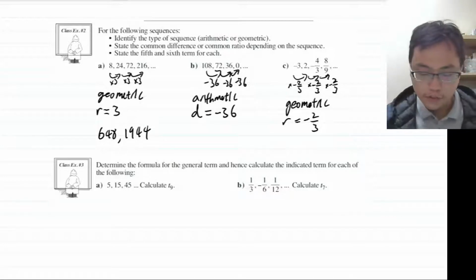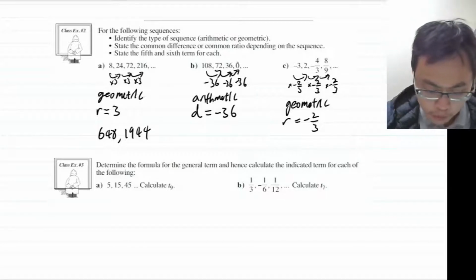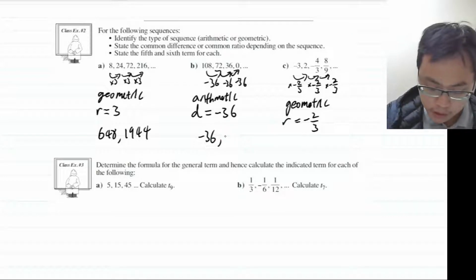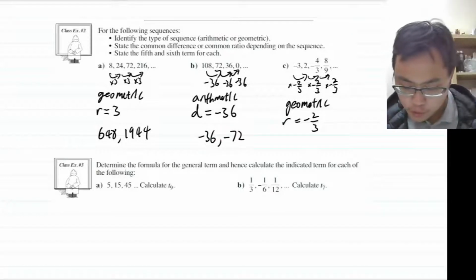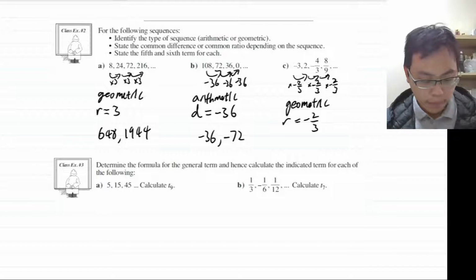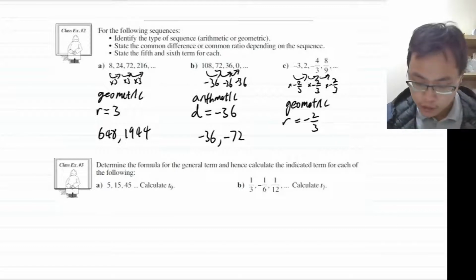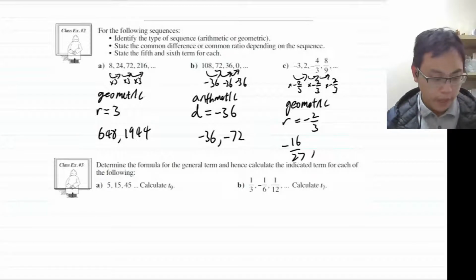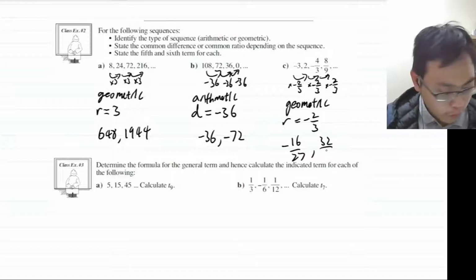I just realized I forgot to do the last part. Next one, if we subtract 36, it'll be negative 36. And then if we subtract another 36, it'll be negative 72. This one, if we multiply by negative 2 over 3, so let's start with 8 over 9. And we want to multiply this by negative 2 over 3. Then we would get a fraction of negative 16 over 27. And then the next one, if we multiply by negative 2 over 3 again, we would get 32 over 81.